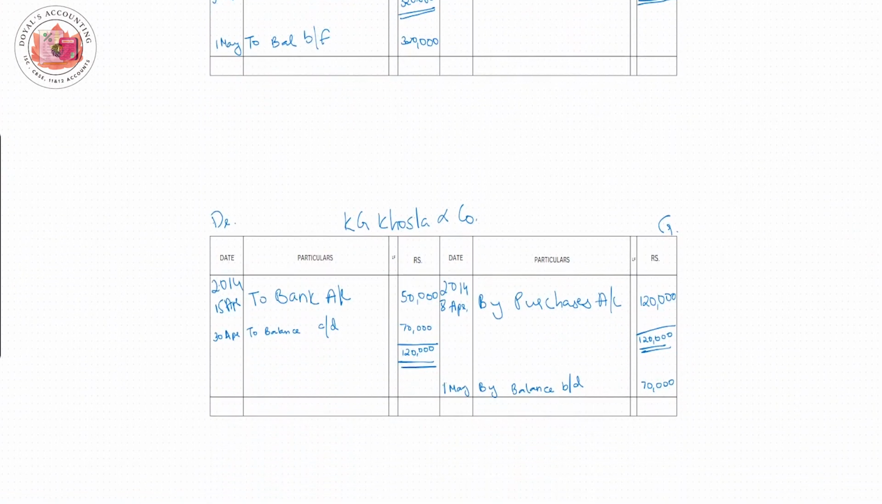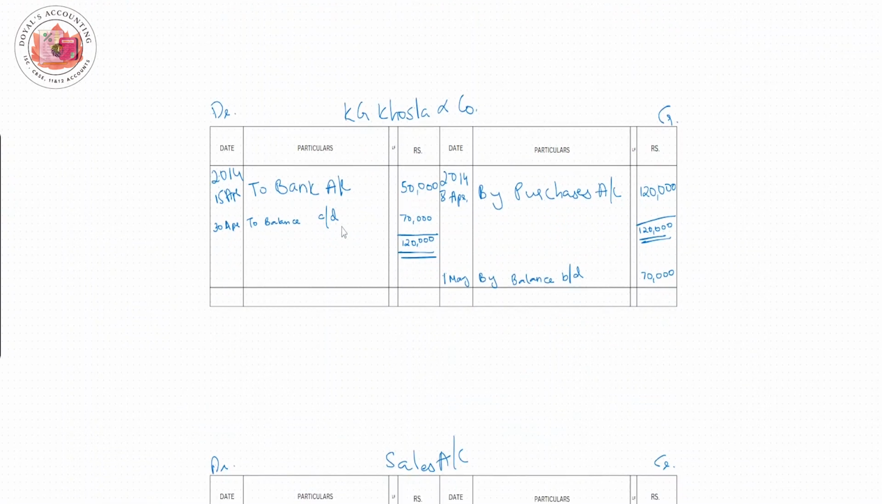Now I have balanced all the accounts. So here you can see to balance carried down rupees 70,000, and then the next month 1st May by balance brought down 70,000. So whatever closing balances you will write, that will always be with the word C/D, carrying down, and balance brought forward or balance brought down.